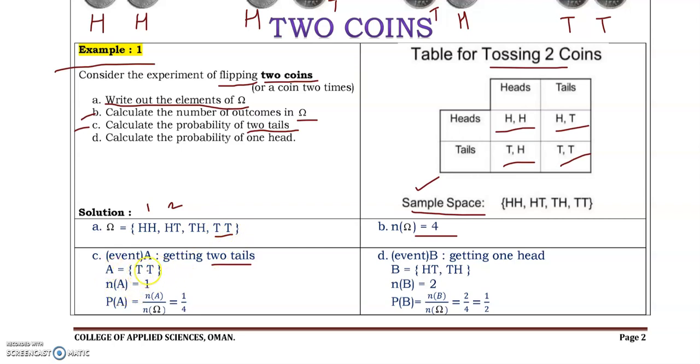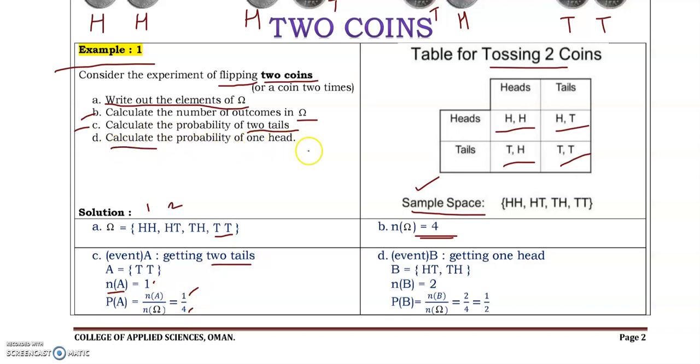Here the 2 tails together are one outcome. So how many outcomes are in the event A? That is 1. So the probability of event A is equal to this 1 divided by the total number of outcomes in the sample space, that is 4. So I am writing here 4. That is probability of A, 1 divided by 4. Now what is the fourth question?